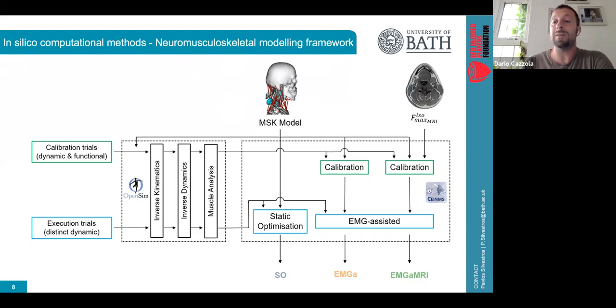And what we've done here, we tried to use the EMG-assisted approach in 2 different ways. One is called EMG-assisted, EMG-A, and the other one is called EMG-assisted MRI. The main difference between the 2 approaches is that the EMG-A MRI is informed by parameters coming from the MRI scan that was collected.